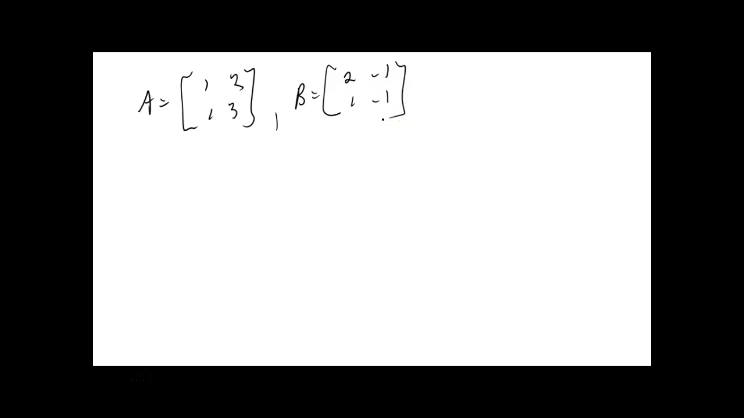Okay. It says calculate AB inverse. Seems like we've done this before, right? Maybe not. Okay. So first, let's do AB. What is AB? Can you even multiply them? Yeah. What size will it be? 2 by 2. Multiply them. See what you get.